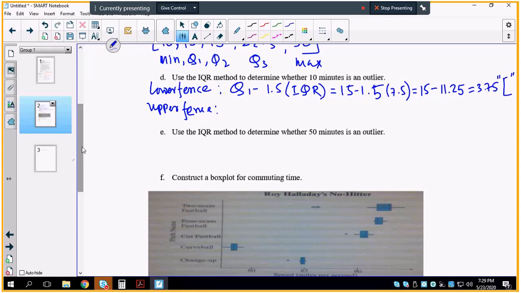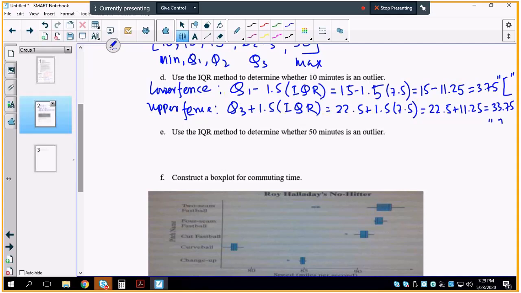The upper fence is going to be quartile 3 plus 1.5 times IQR. So this is 22.5 plus 1.5 times 7.5. So I don't have to do the calculation one more time. It's 22.5 plus 11.25. So I get the answer readily, and this is 33.75. And at that point, you get the upper fence.